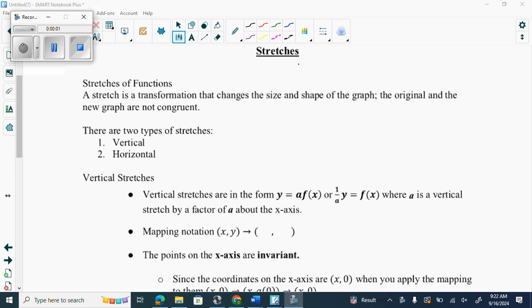A stretch is a transformation that changes the size and shape of the graph. The original and new graph are not congruent. Fun fact, it's the last thing you learn for transformations.